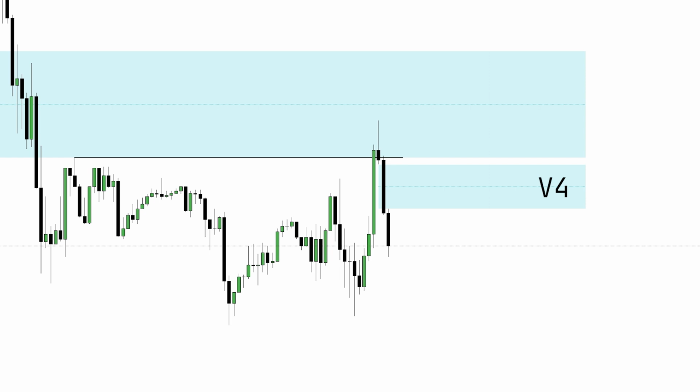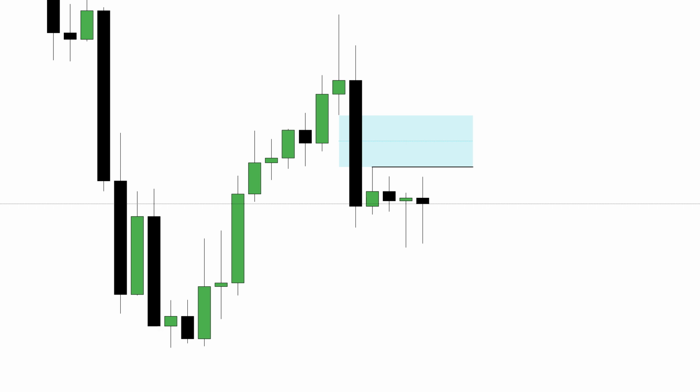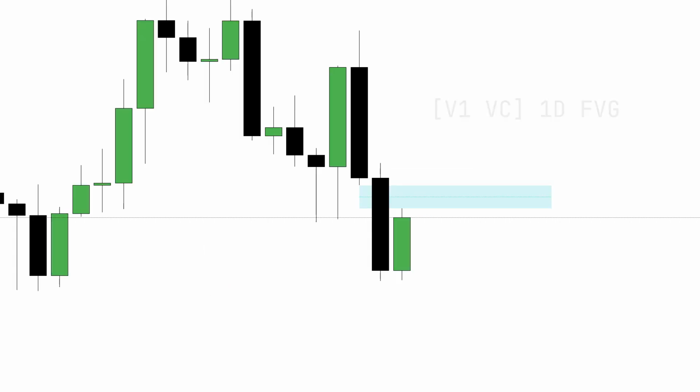But before that, we need to identify variable number 5, which is the trouble area, or what we also call the target for the position. We then go back to the 4-hour time frame where variable 2 is located and determine the nearest fractal low or fair value gap.